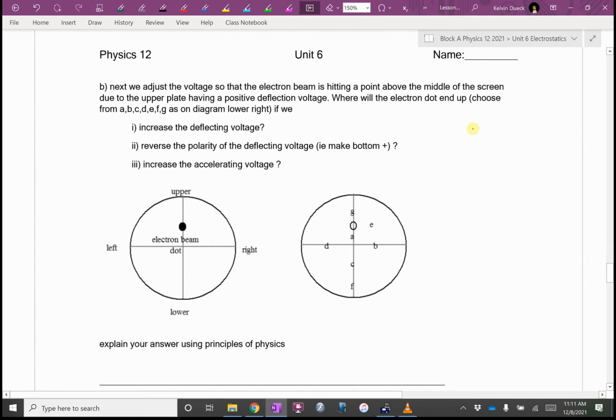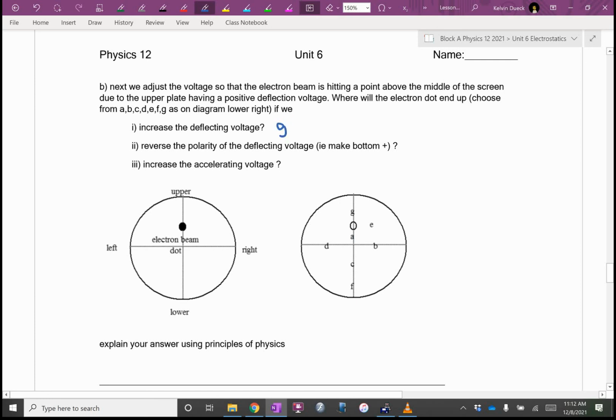Next page. What if we adjust the original voltage from the electron gun so that the beam is off center? It's actually, when everything is turned off, hitting right here. Where will the electron dot end up? Choose A, B, C, D, E, F, or G if we increase the deflecting voltage. So right now, we've got the deflecting voltage deflecting it up slightly. What if we increase that voltage? More specific. G.